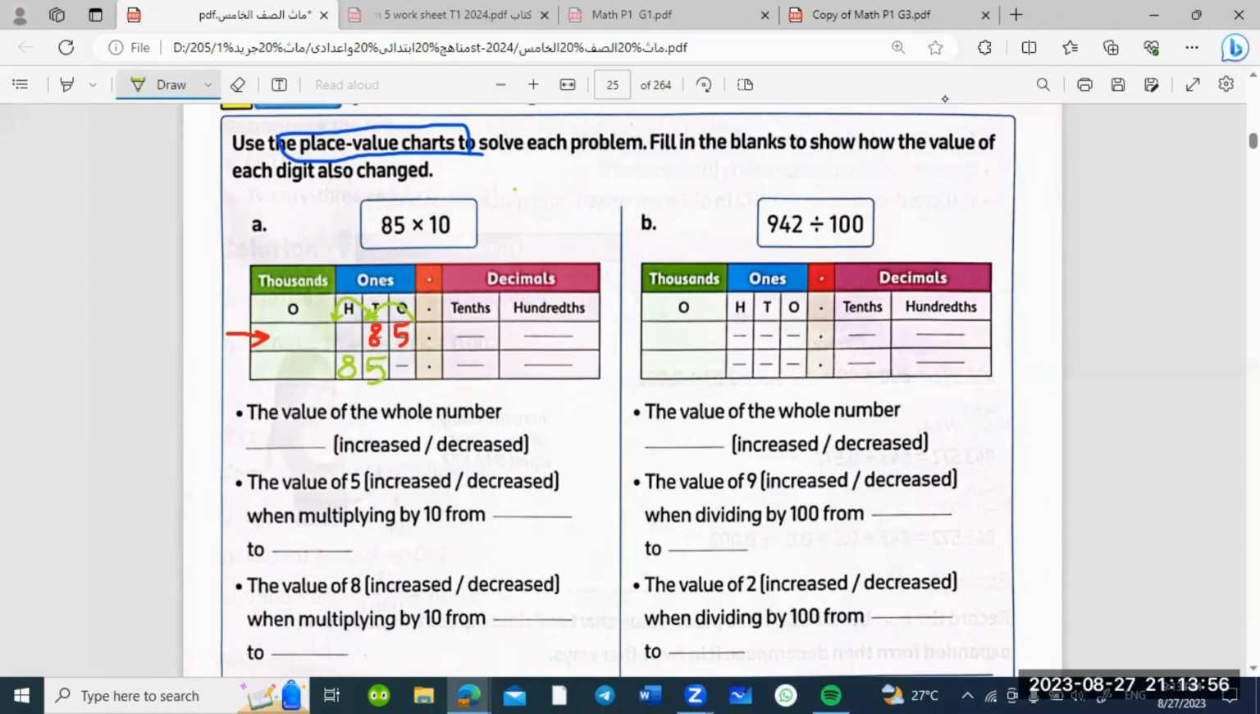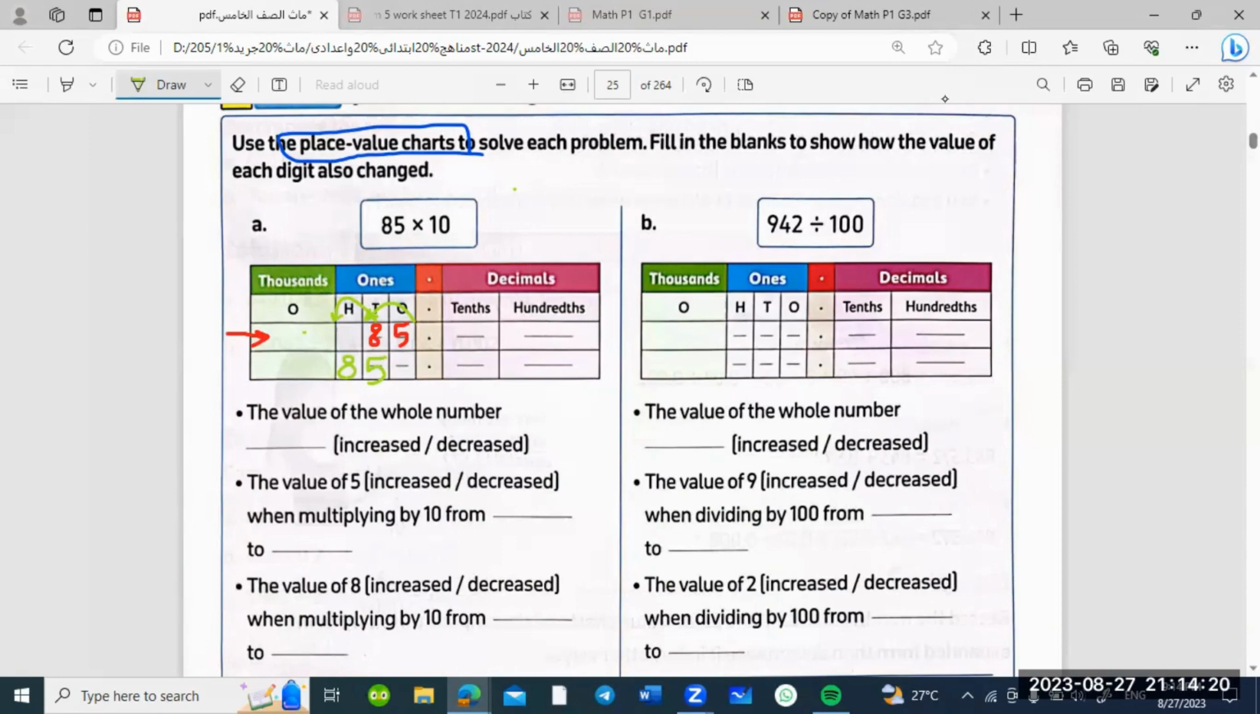The lesson is what? The place value shuffle. Shuffle means changing. So you will change the place value of each digit. The 5 became 50, and the 8 is 80, it became 800. Understand, Jana? Okay, teacher. Yes.